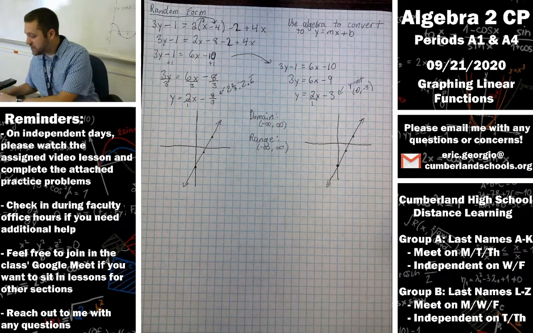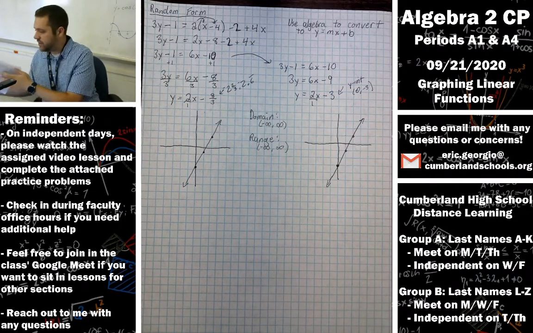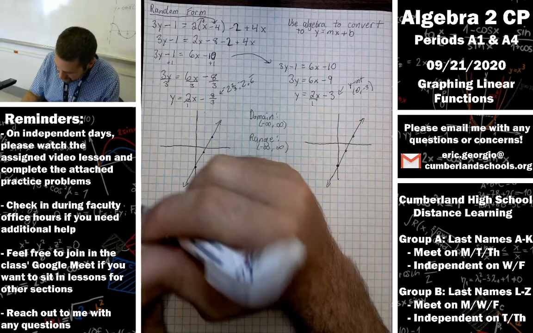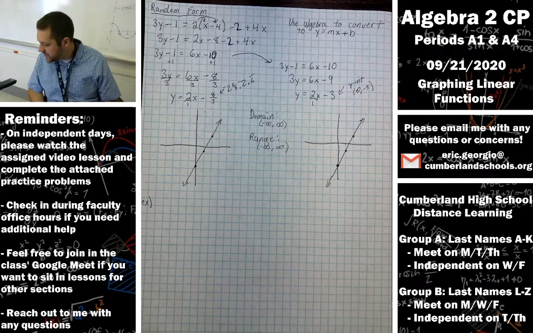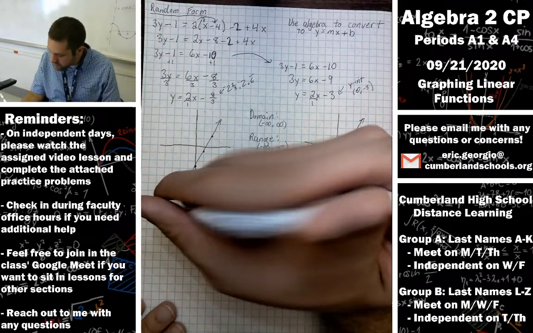I'll do one more example of graphing a linear function in a random form. Let's get to it in my notebook here. And then we'll call it a day. All right? So how about something like this? Ready? And these are fun because they can involve a lot of algebraic steps. So it's pretty good time. How about, let's do this one.